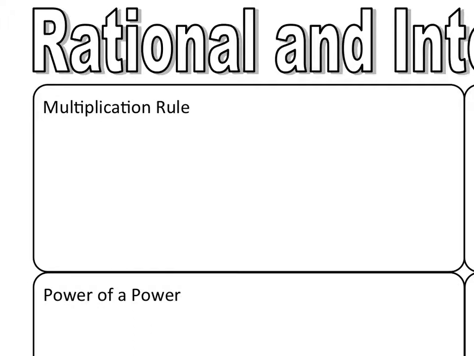So here we go. The multiplication rule says that if we have a base with an exponent multiplied by the same base with a different exponent, all we're going to do is add the exponents. So the key note here is that they are the same base. Notice how those are the same. Otherwise, it doesn't work. So make sure they're the same. I'll show you an example.